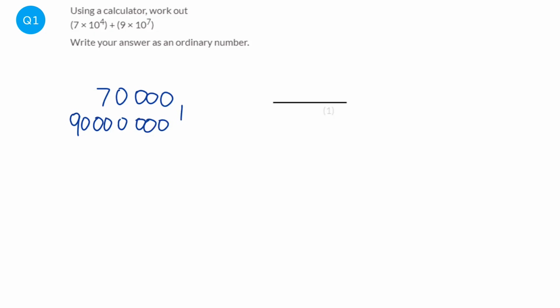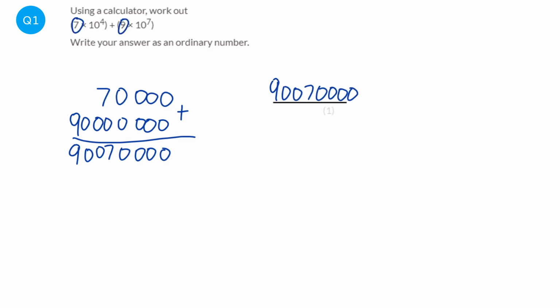And so when you add them together, you get 90,700,000. Now, if you have access to a calculator, if this is on the calculator paper, then you can just type it into your calculator. Some people think there's a quick way of doing this, like adding the 7 and the 9. There isn't. You've just got to work out what this number is, work out what this number is, and add them together.